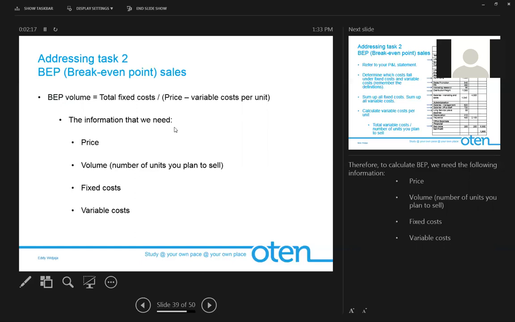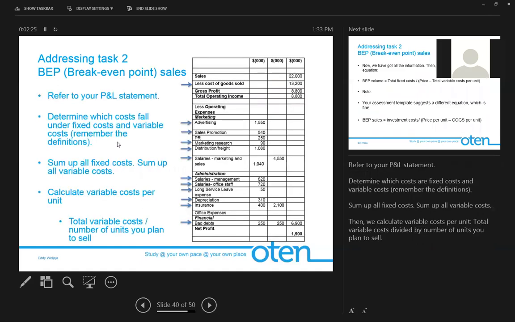So, in other words, the information that you need includes price, volume, or number of units that you plan to sell, fixed costs, and also variable costs. Okay. Now, the first thing that you need to do is look at your profit and loss statement.